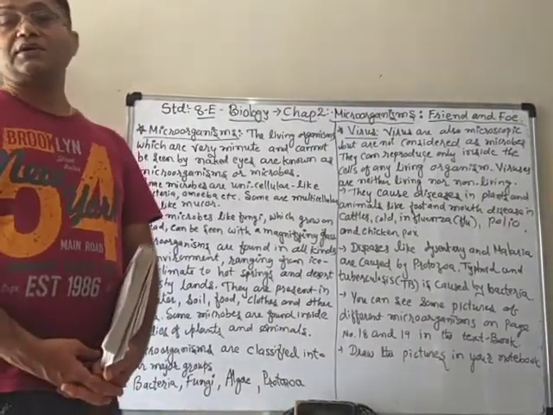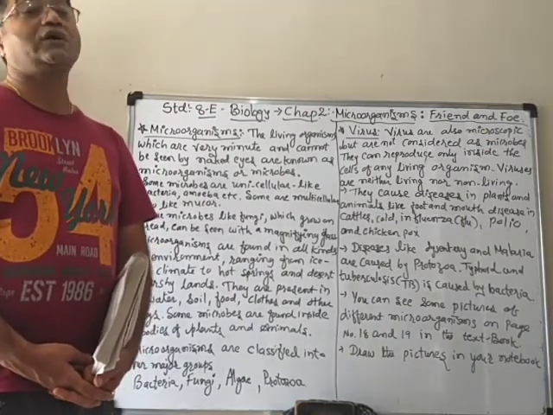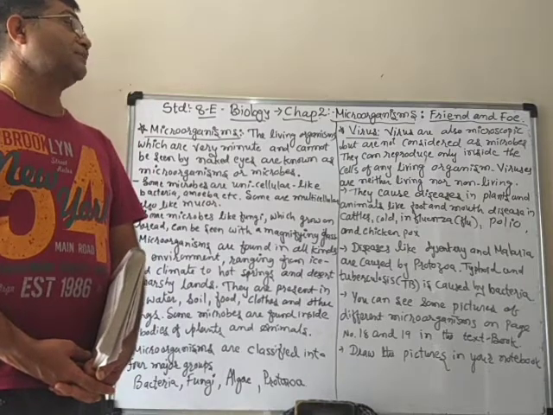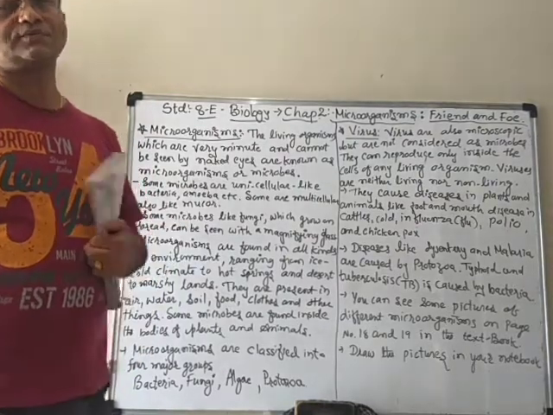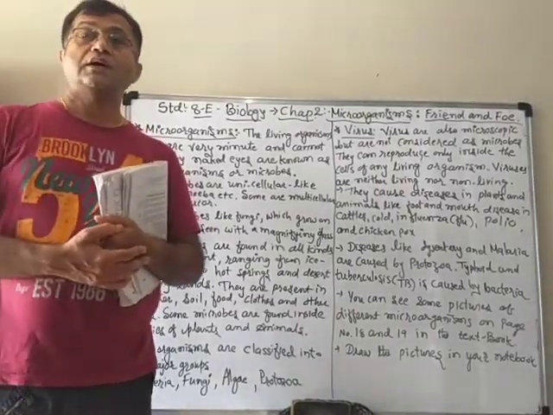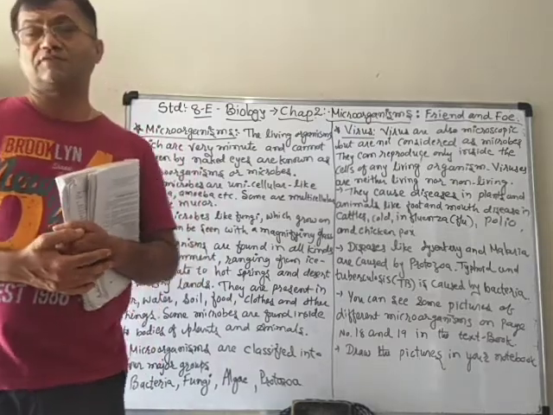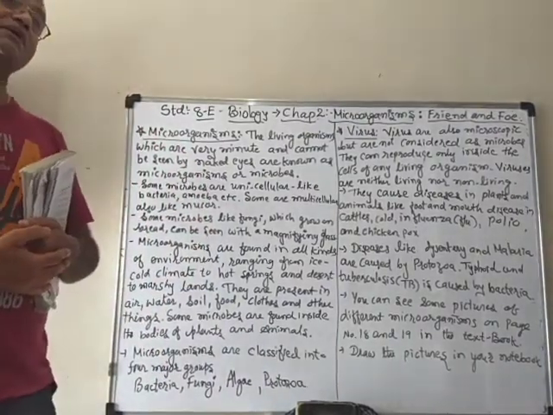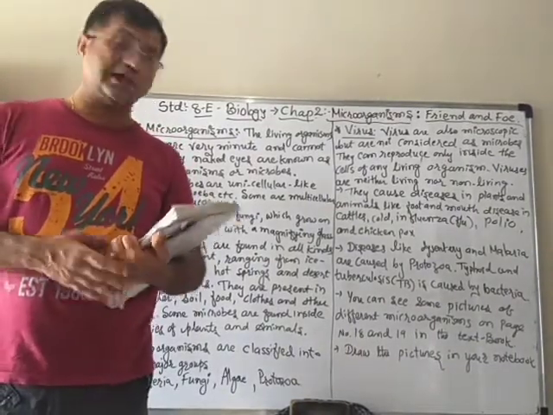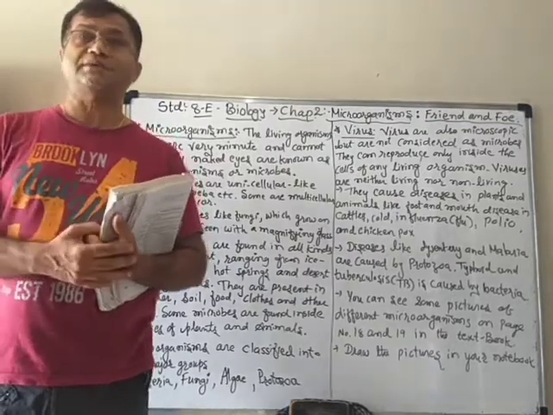Standard 8 English Medium. In biology, we are going to start chapter number 2, that is Microorganisms: Friend and Foe. Now, around us we can see so many living organisms like plants, animals, birds, etc.